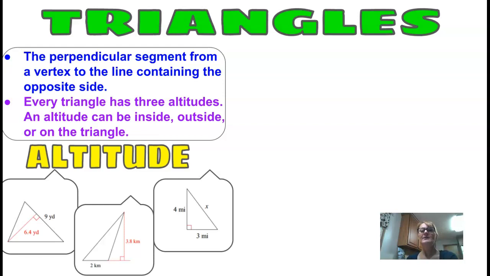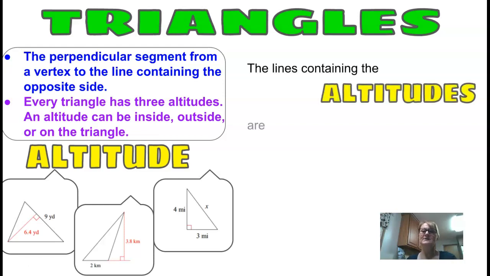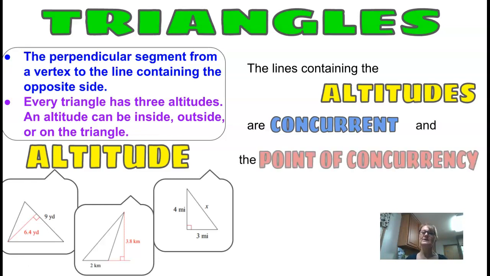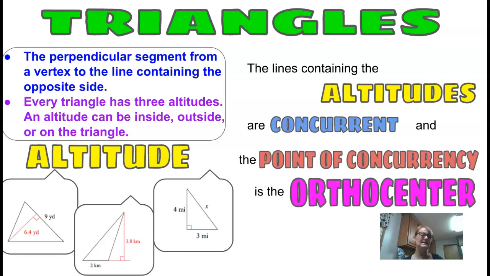So now the next is, if the lines that contain the altitudes are concurrent, in other words, if all of those altitudes meet in one spot, we call that spot the point of concurrency. And it also has a name, just like what we had with the centroid. This is called the orthocenter. Orthocenter. Okay? So when all the altitudes meet, that is the orthocenter. And that's what it looks like.